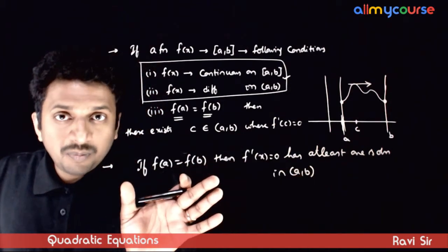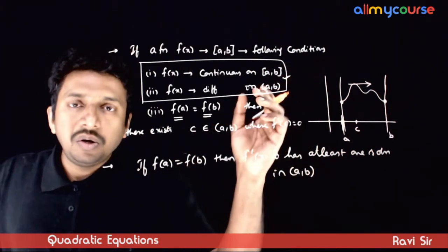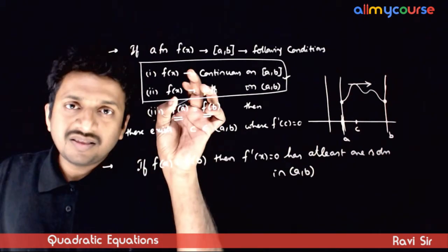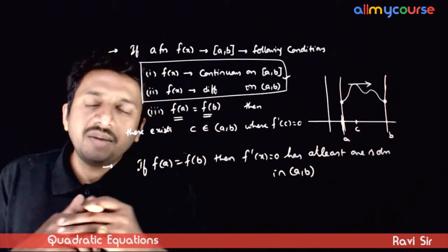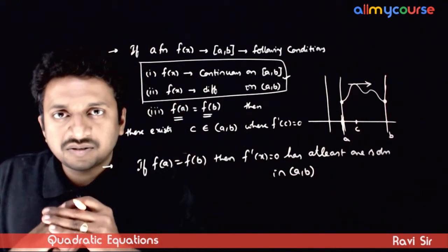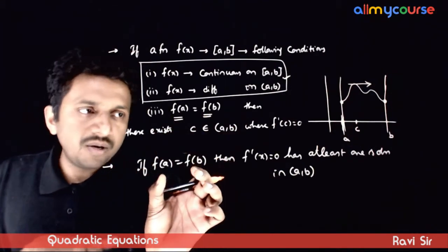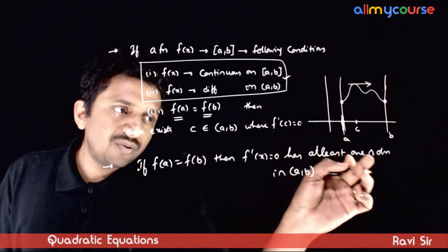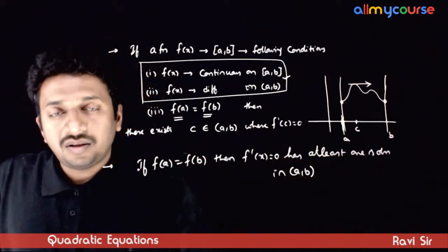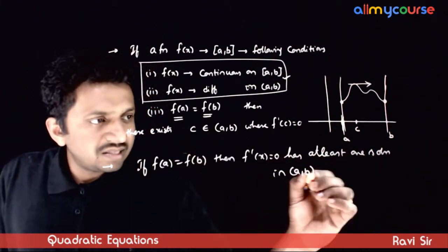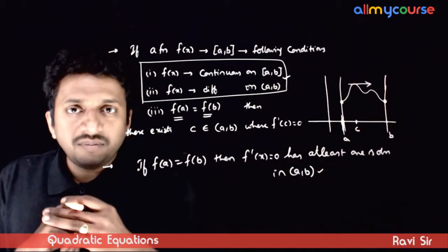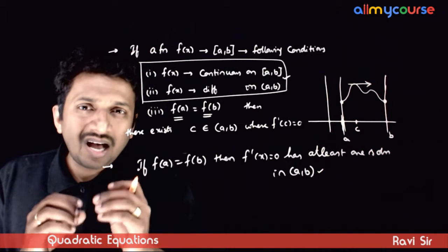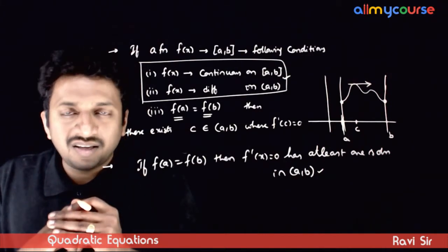So for a polynomial function, these two conditions don't need to be specified again, because they will automatically be satisfied for polynomial functions. So if f of a is equal to f of b, then f dash of x is equal to 0 has at least one solution in open (a, b). So this is Rolle's theorem for polynomial functions. Now let us see how standard questions are asked in this topic.